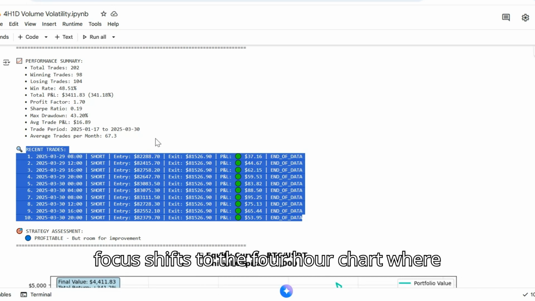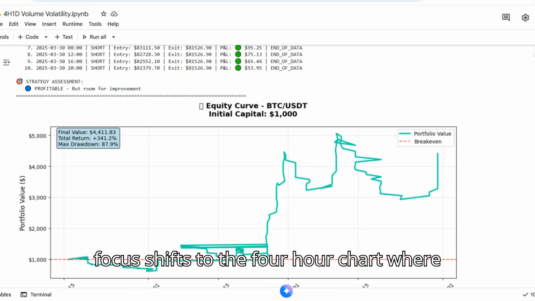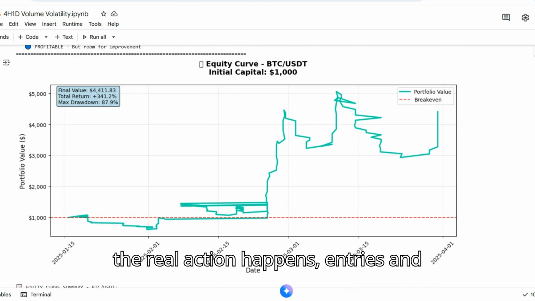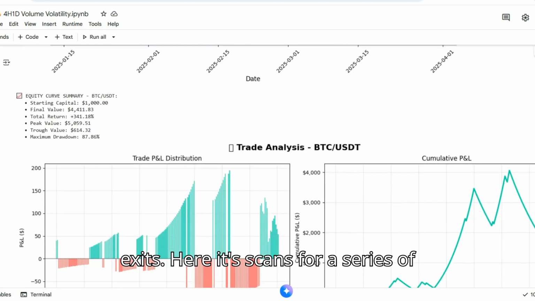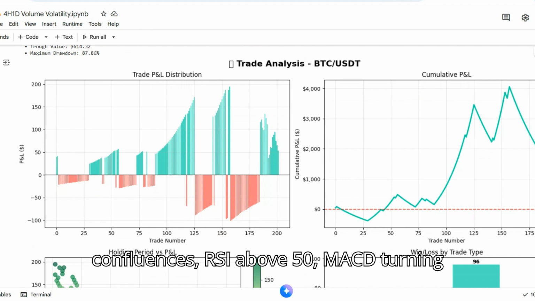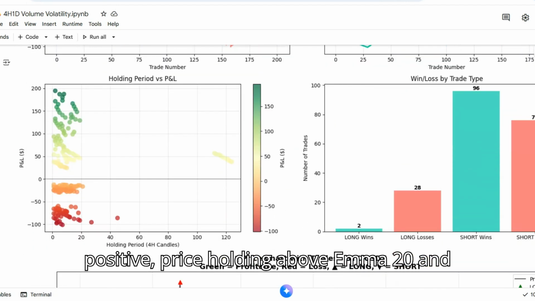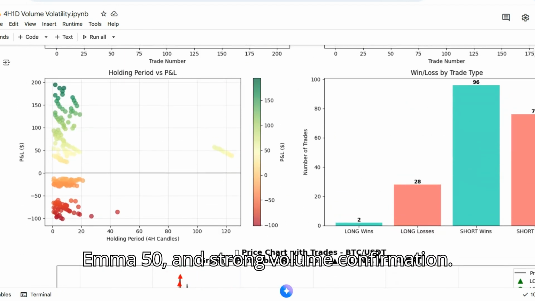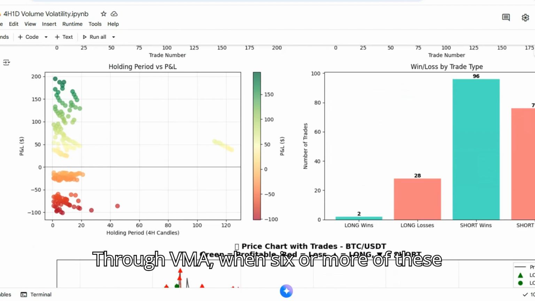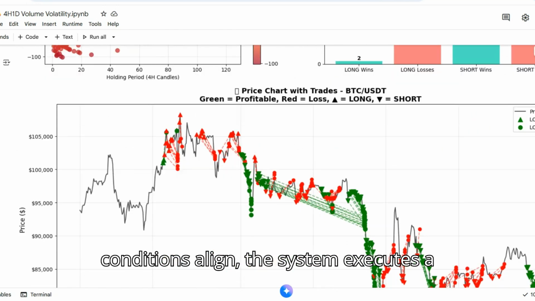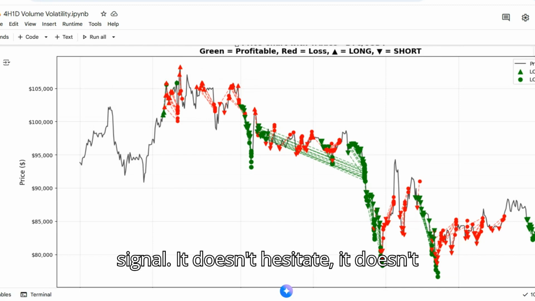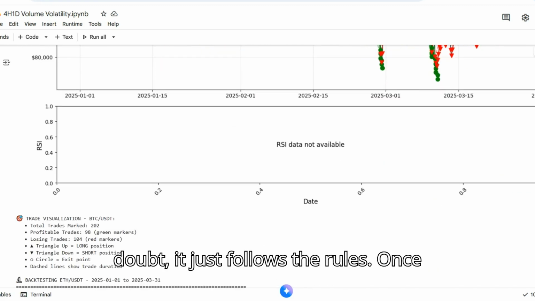Then, the focus shifts to the 4-hour chart, where the real action happens, entries and exits. Here, it scans for a series of confluences, RSI above 50, MACD turning positive, price holding above EMA 20 and EMA 50, and strong volume confirmation through VWMA. When 6 or more of these conditions align, the system executes a signal. It doesn't hesitate, it doesn't doubt, it just follows the rules.